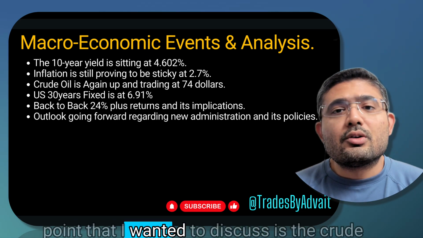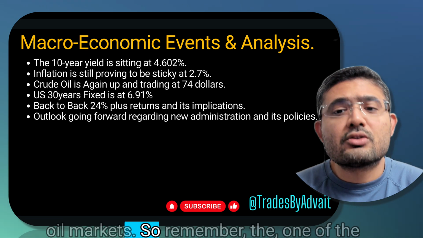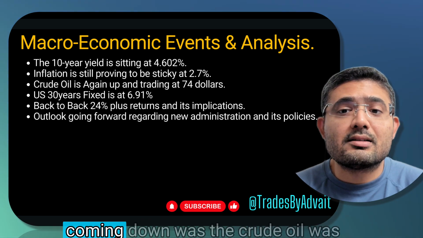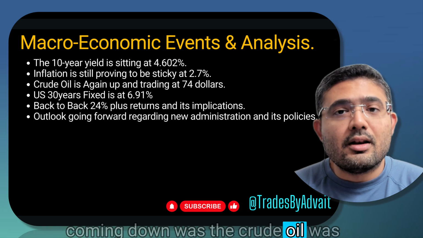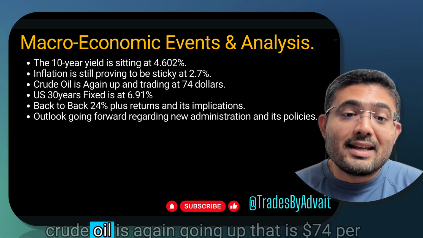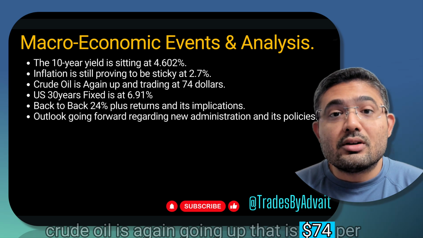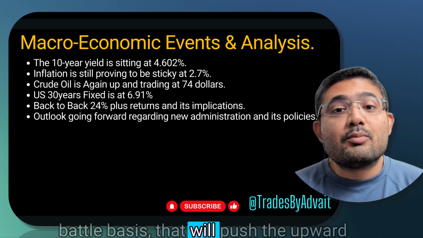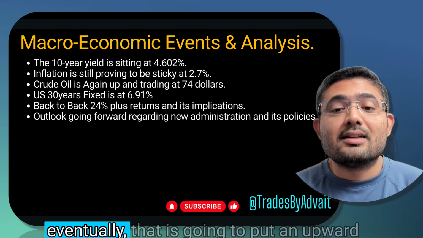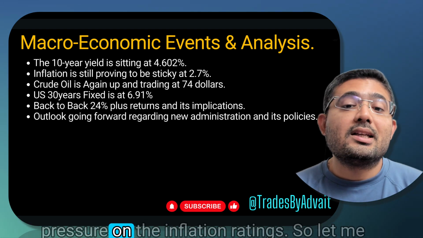The third point that I wanted to discuss is the crude oil market. Remember, one of the main reasons inflation readings were coming down was that crude oil was constantly going down. Now that crude oil is going up again, at $74 per barrel, that will push upward pressure on commodity prices, and eventually that is going to put upward pressure on inflation readings.